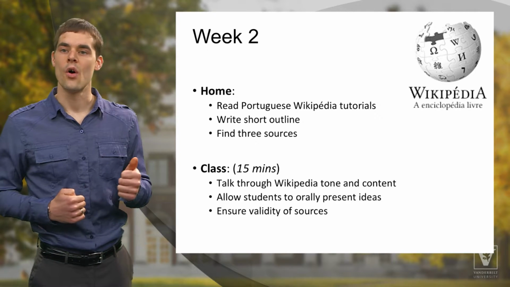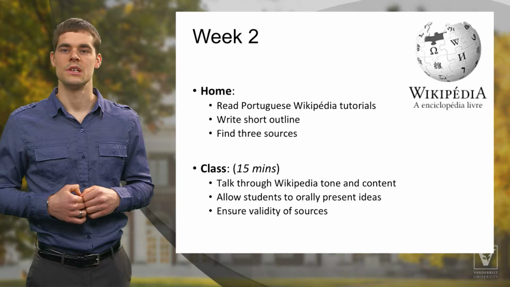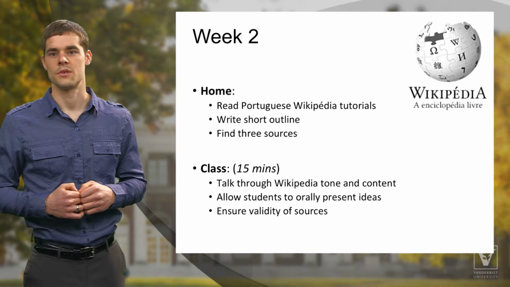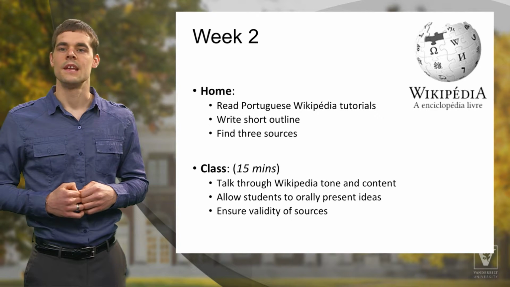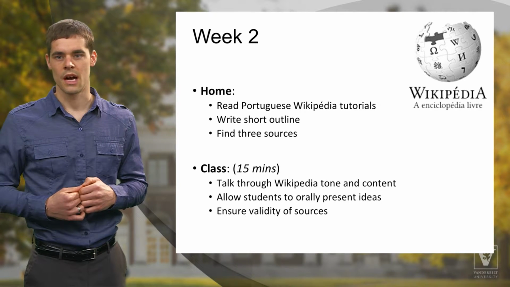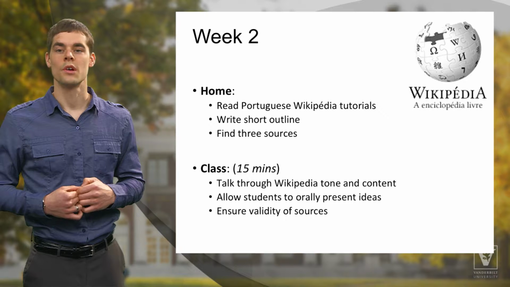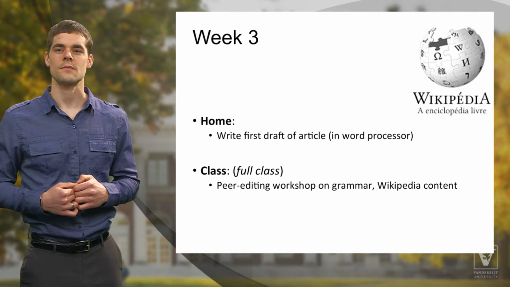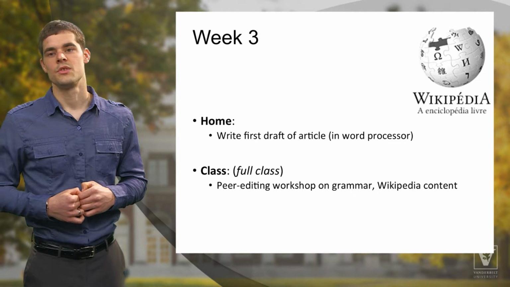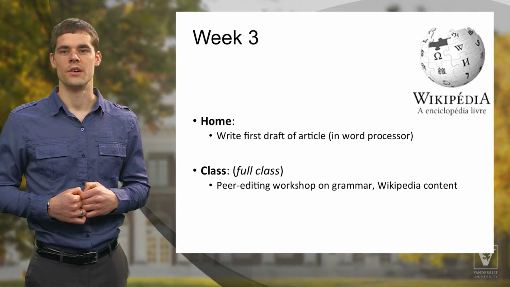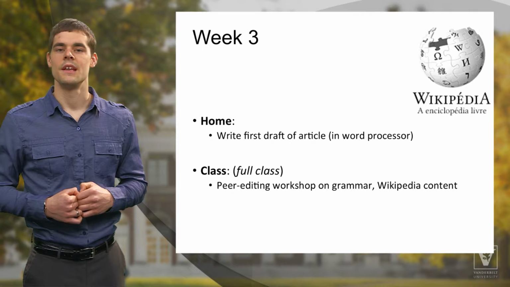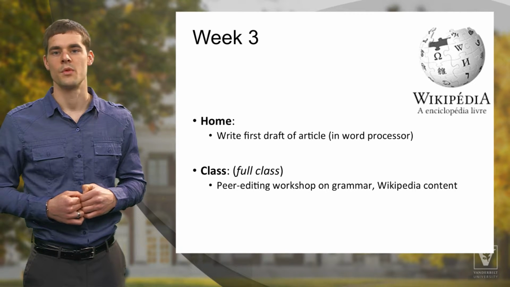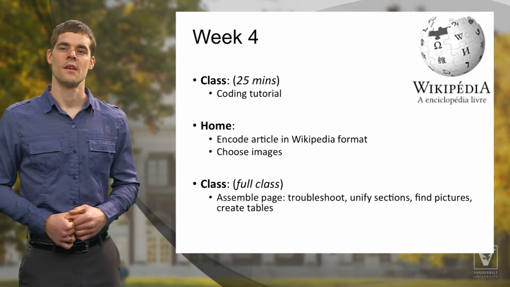Now, at home in week 2, they read Portuguese Wikipedia tutorials and wrote short outlines of their sections, as well as found 3 sources in English. Then in class, we talked through Wikipedia tone and content, and I allowed students to orally present their ideas, as well as ensuring the validity of those sources. In week 3, students at home wrote the first draft of their article in a word processor. And then in a full class workshop, we did peer editing for grammar and for Wikipedia tone and content.